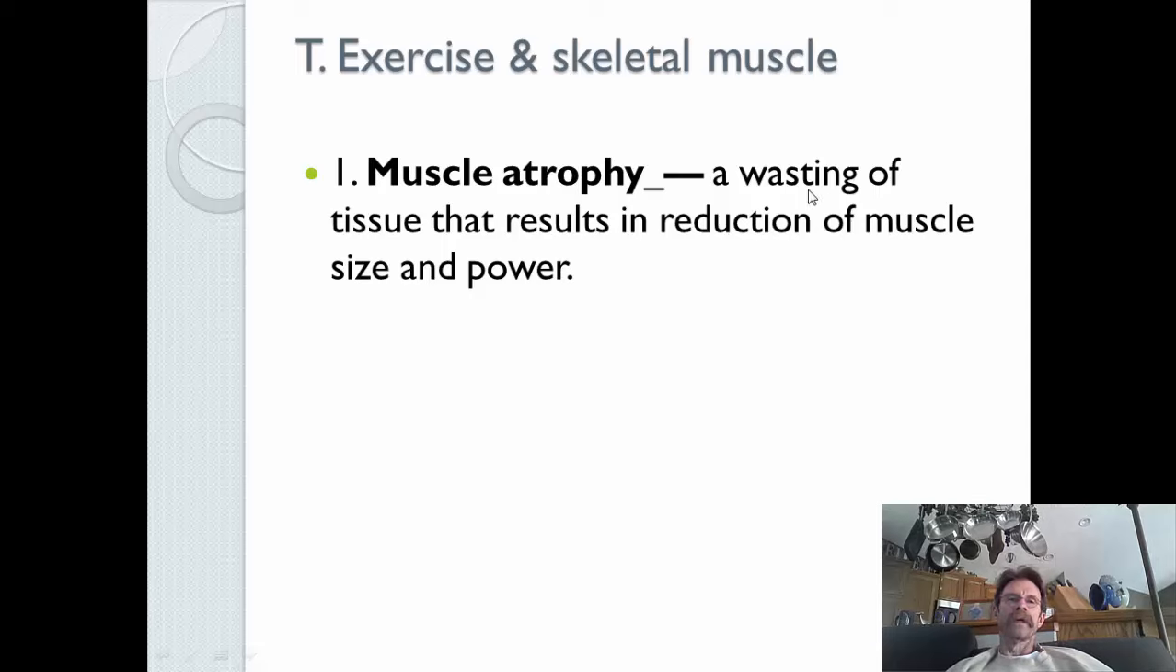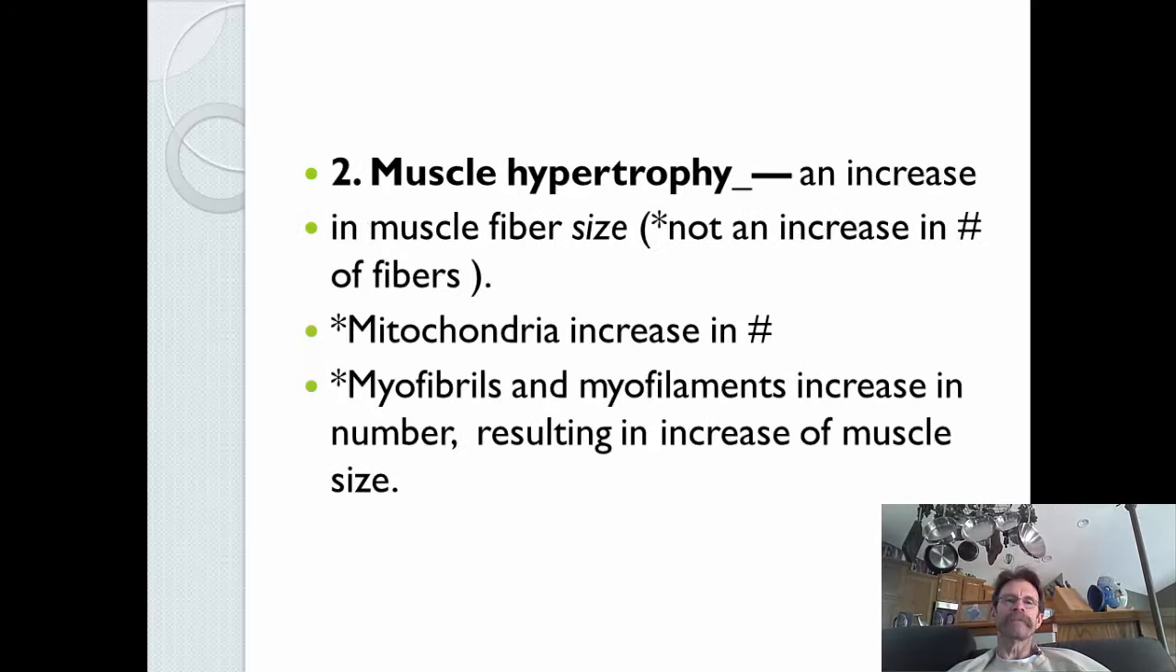Well, muscle is a tissue that can get smaller. Reduction of muscle size and power is when we have muscle atrophy. Trophy means growth, so atrophy is without growth. And that will occur as actins and myosins may go away if they're not used. While you'll still have the same amount of muscle fibers, the size of the muscle fiber will change because the actins and myosins that are no longer needed will not be produced by the body. So that's muscle atrophy. Muscle hypertrophy is an increase in muscle fiber size.